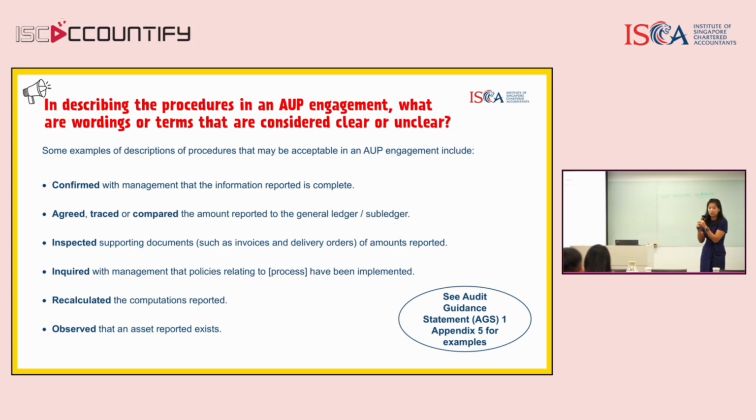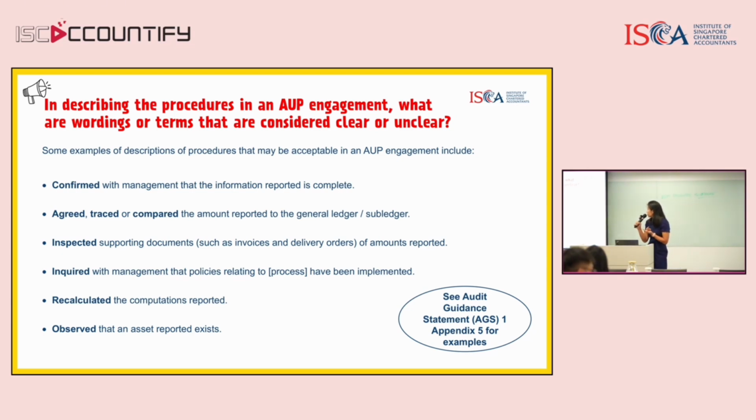If you look at the first one, it is very clear cut: confirm with management that the information reported is complete. Typically, we will get a confirmation. Second one, agree, trace or compare the amount from A to B. Very straightforward. Next one, inspected supporting documents, where we also include the kind of supporting documents that you want the practitioner to check. Then, inquiry with management that policies relating to processes have been implemented.